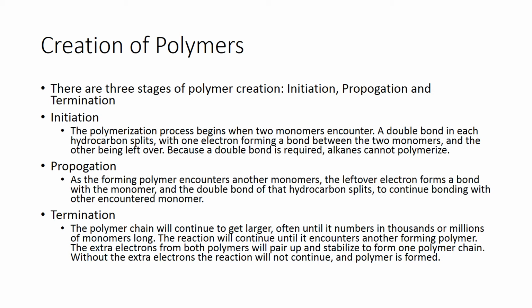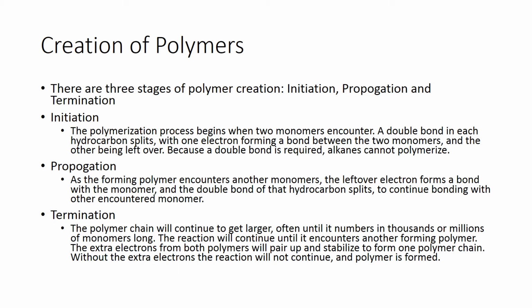Then in the propagation stage, as the forming polymer encounters another monomer, the leftover electron forms a bond with the monomer, and the double bond of that hydrocarbon splits to continue bonding with other encountered monomers.